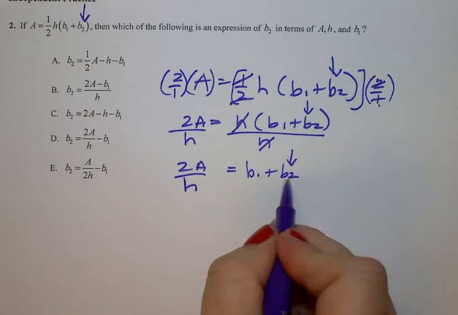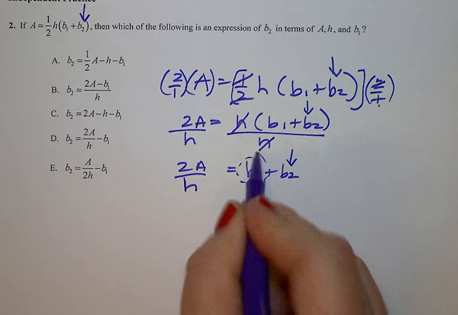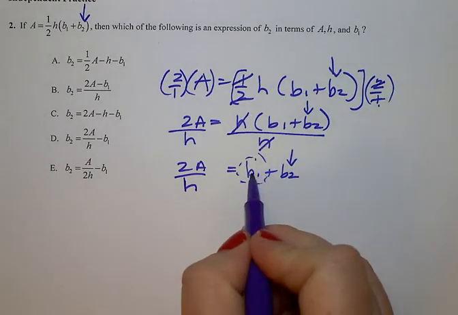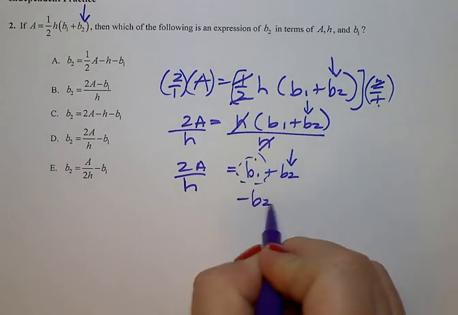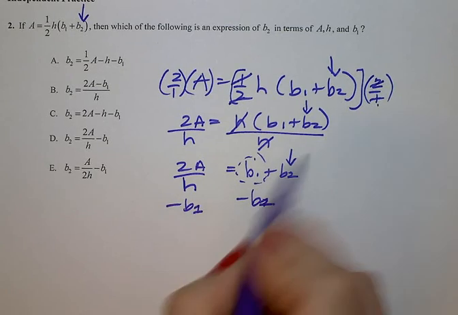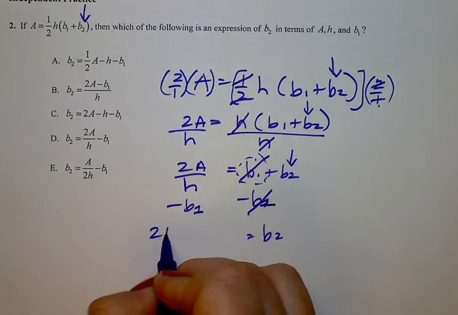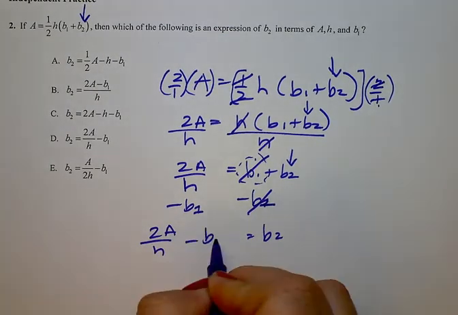And final step, to isolate b sub 2, you want to remove the b sub 1. Opposite of a positive b sub 1 is a negative b sub 1. b sub 1's cancel. And this is my final answer.